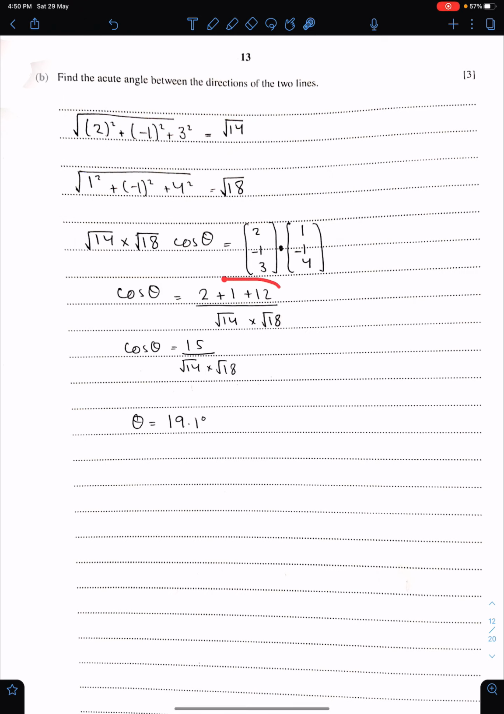So the dot product is this. The magnitudes of their directions are here, and the angle is 19.1. Make sure you give your answer up to 1 decimal place. We use the formula of scalar product over here.